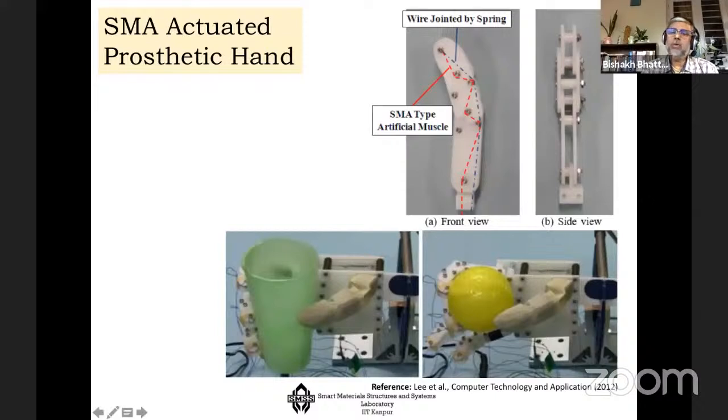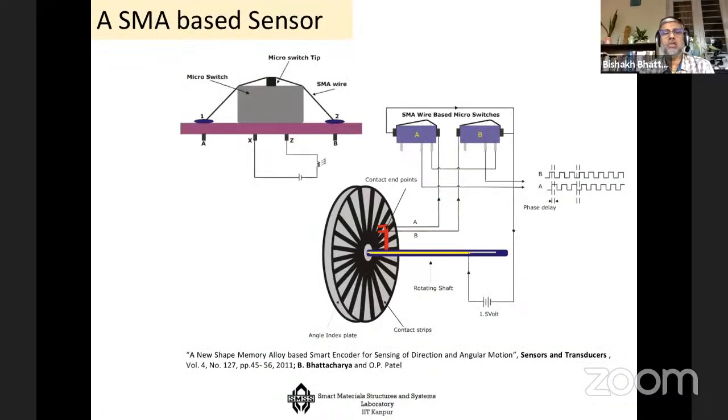So this is one of the examples of an SMA actuated prosthetic hand system. You can see how you can control the movement of the hand, and thus you can change the gripping capacity of the system.